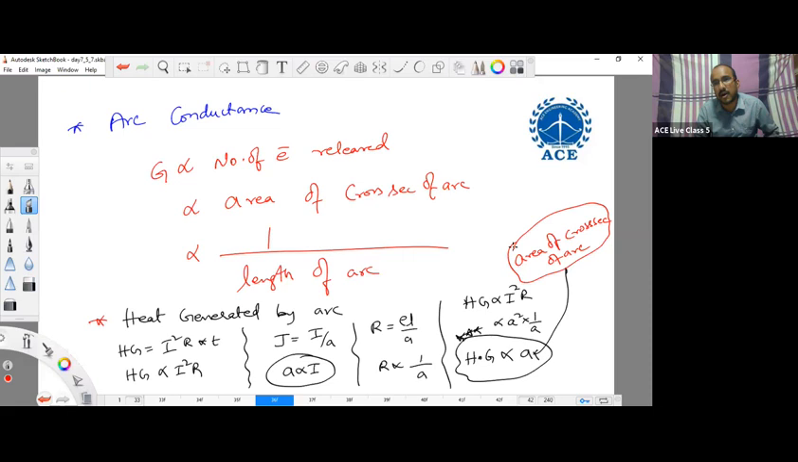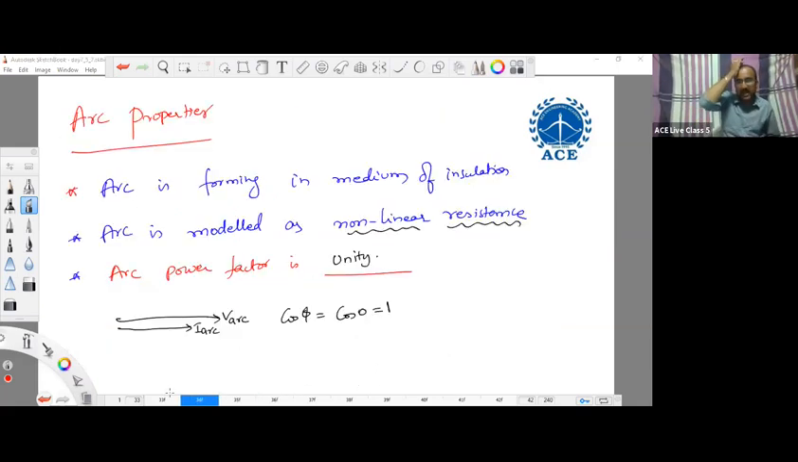Heat generation should be less or the heat dissipation should be more. That should be our design criteria. So these are the properties of arc. Arc is forming in the medium of insulation. Arc is modeled as non-linear resistance. So arc power factor is unity, because whenever you are modeling with non-linear resistance, arc voltage and arc current will be in phase.